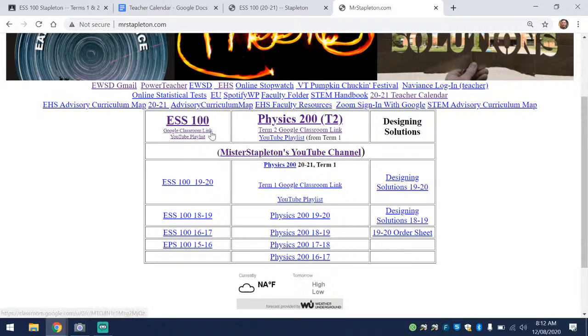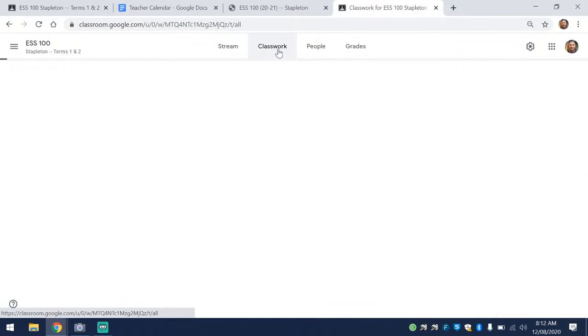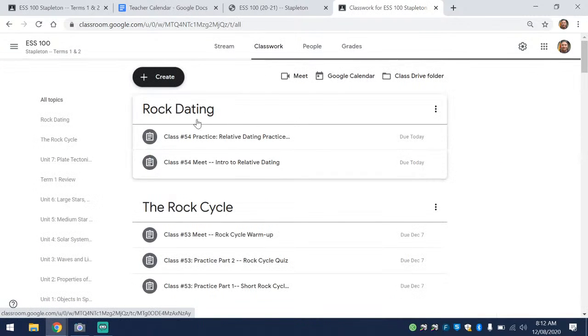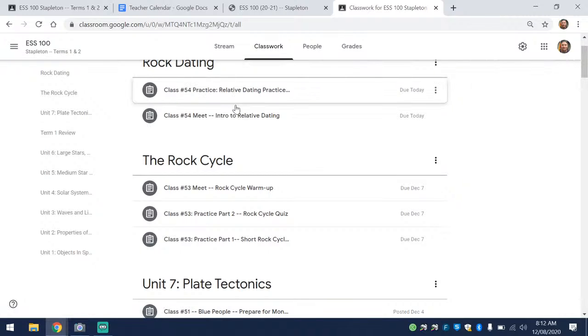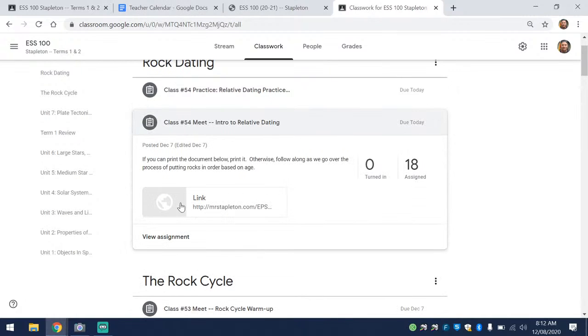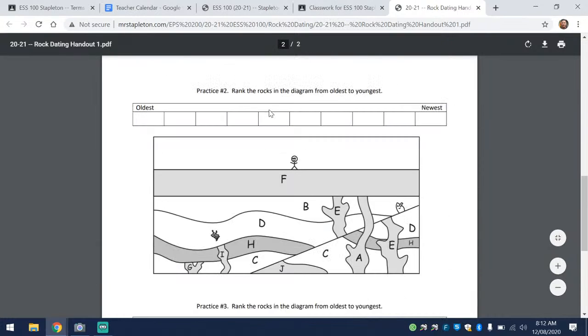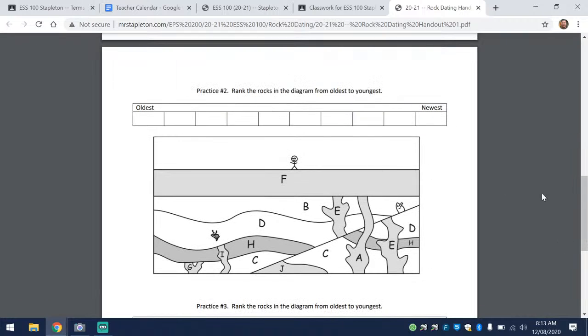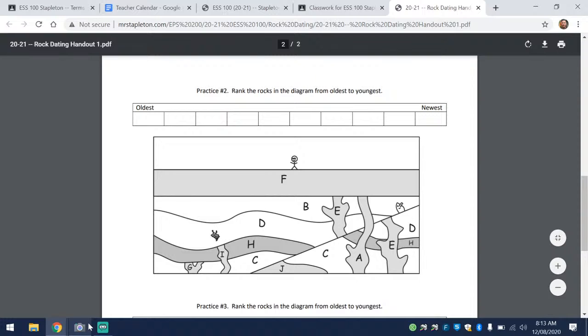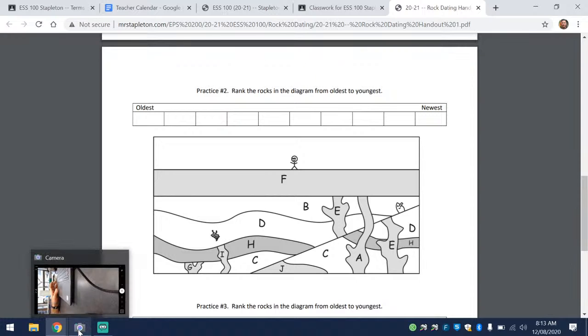But the sheet of paper that I'm going to be working from, you can find in Google Classroom, and hopefully under classwork. Rock dating is the new thing. The Google Meet, I think I put it in there. So if you open that up, there's a link right here. And this is the paper I'm going to be working from. So I guess I could just show it in this window just like this, but I think I'm going to use my camera instead and use the physical one that's on my desk.